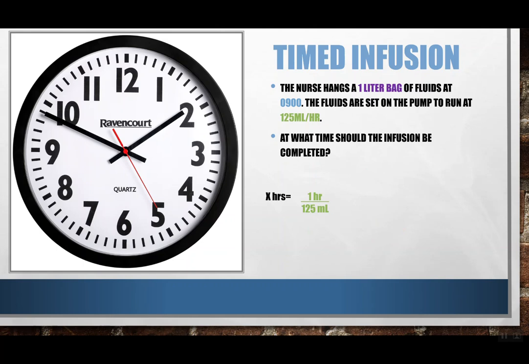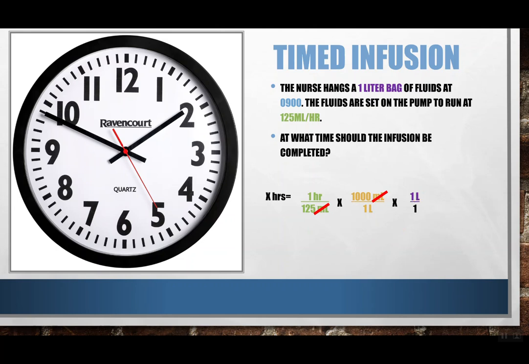I start hours on top so I can start canceling things out. I'm converting because I have a 1 liter bag. I need to see how many mils are in there. So I say, okay, 1,000 mils per 1 liter. So 1 liter as well. This is just an extra step, but I need to make sure that everything converts correctly. So I'm canceling out the liters because all I need to have on top is hours.